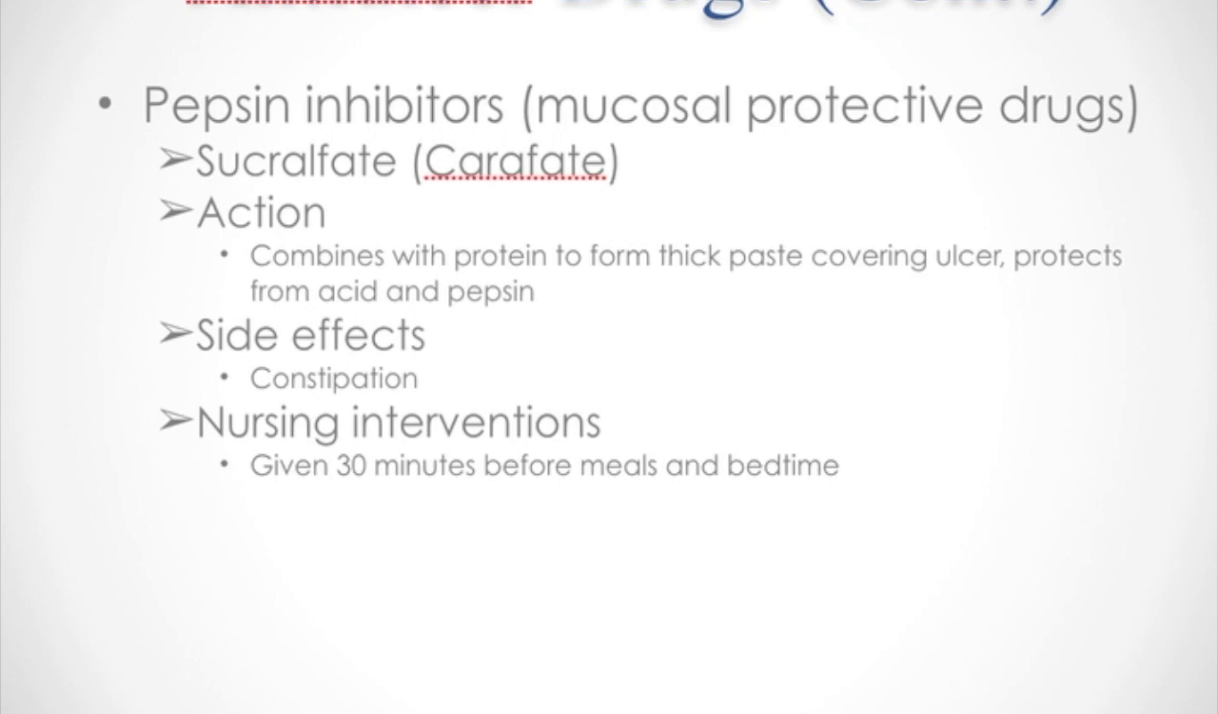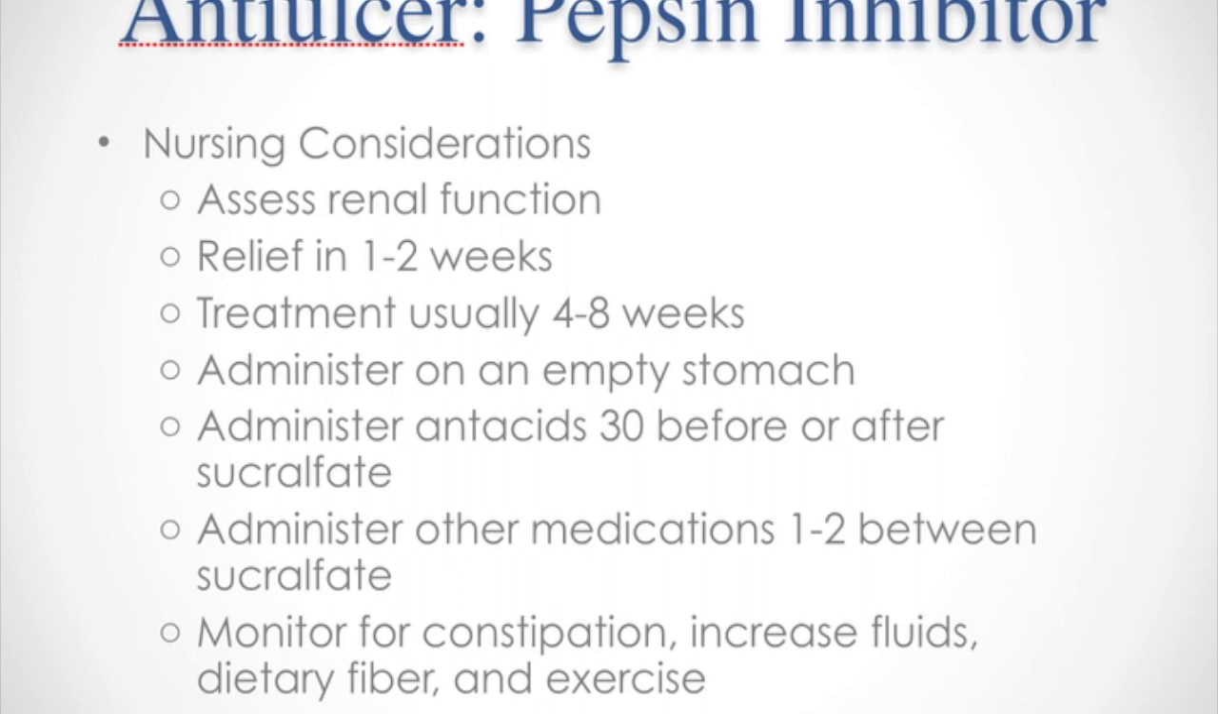And an important nursing intervention is give it 30 minutes before meals and bedtime. Some other ones is take it on an empty stomach. You want to administer other medications 1 to 2 hours before or after. You need to have the patient report any pain, coughing, or vomiting of blood, and that's really with anything that's for treating an ulcer. And we do want to assess renal function with this medication as well, because it has aluminum in it. And remember, if your kidneys aren't working well, it can have a hard time processing that.